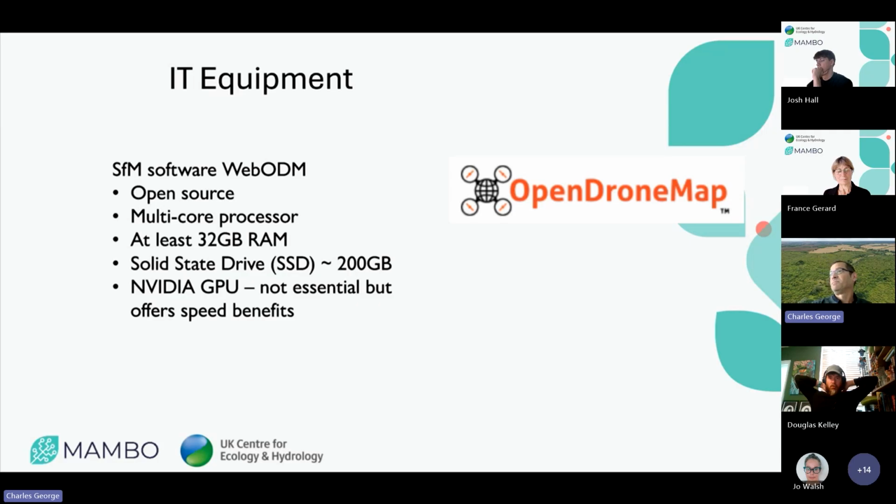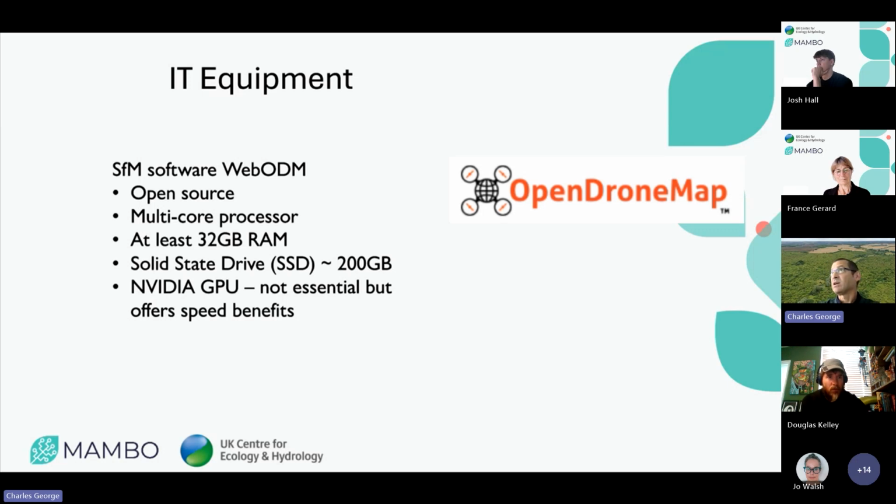Any of this structure and motion software though will need a fairly good multi-core, newish, fast clock speed processor. You need at least 32 gigabytes of RAM, but really you want 64 or even 128. A solid state drive is very good. It speeds up the processing a lot.